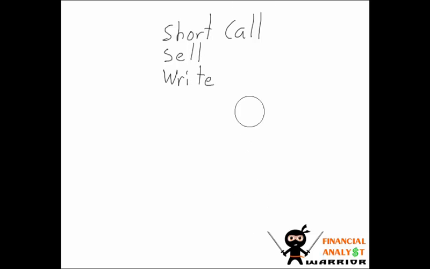So, shorting a call. Let's also write some synonyms. It's the same thing as selling a call or writing a call. It means the same thing. To write, to short, to sell. Let's use short since it's the first one I thought of.